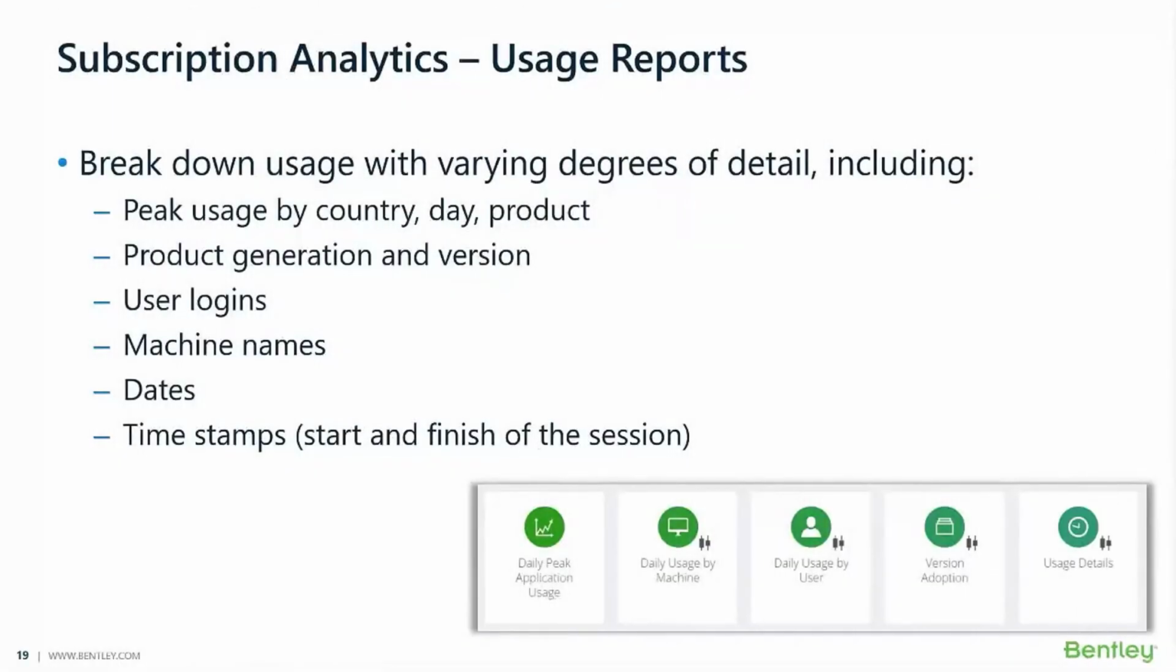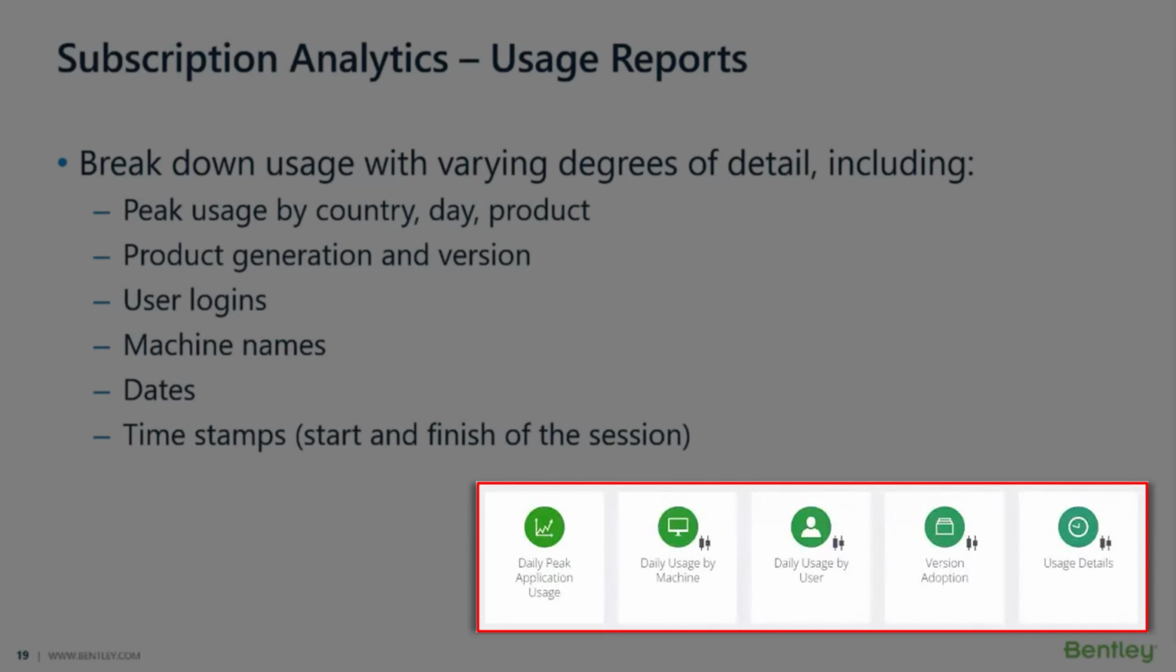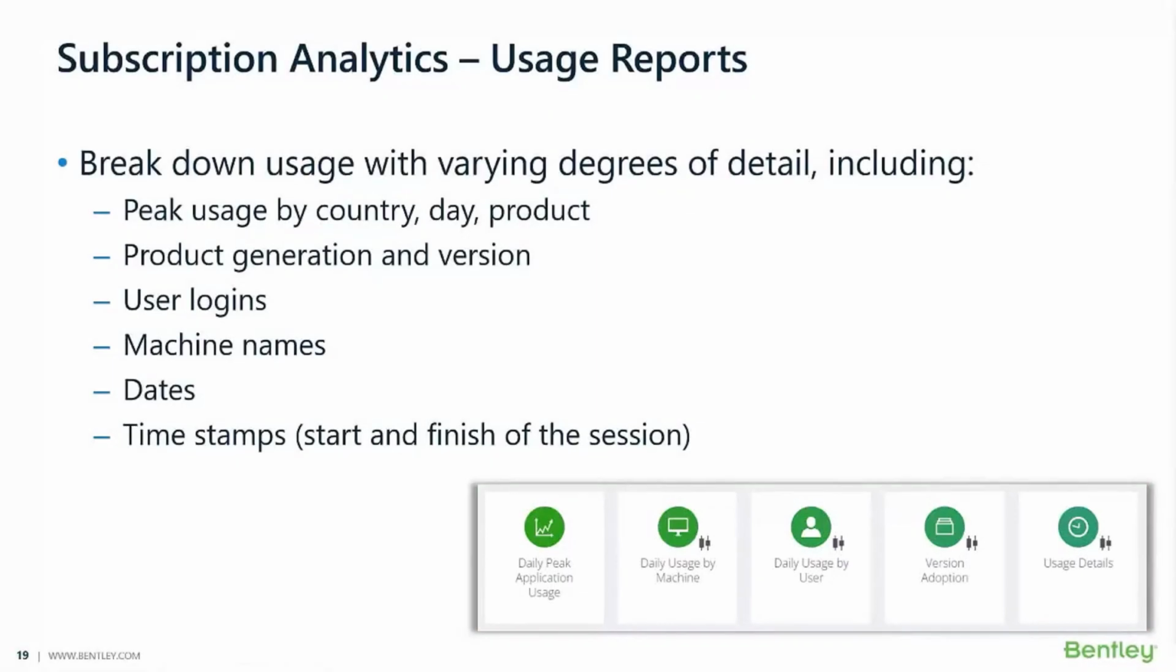Still in the subscription analytics reports, we have usage reports. There's a variety of them. There are at least 5. And they display similar information with some different degrees of detail. So some of them show peak usage by country, by day and product. There's product generation and version. User logins, which show the daily usage by user. Machine names, dates, and timestamps of usage.